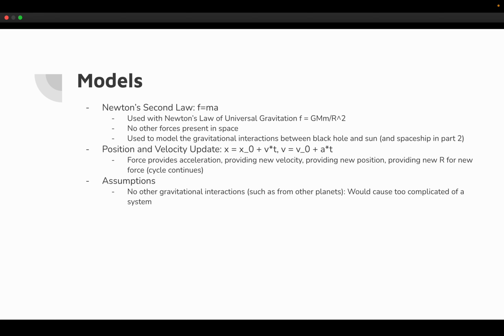Numerically, I advance with the update cycle. Force gives acceleration, which updates velocity, which updates position, which updates r, and therefore the next force, repeating each time step. I also have one main assumption: I ignore other gravitational bodies because that would make the system too complicated for the scope here.